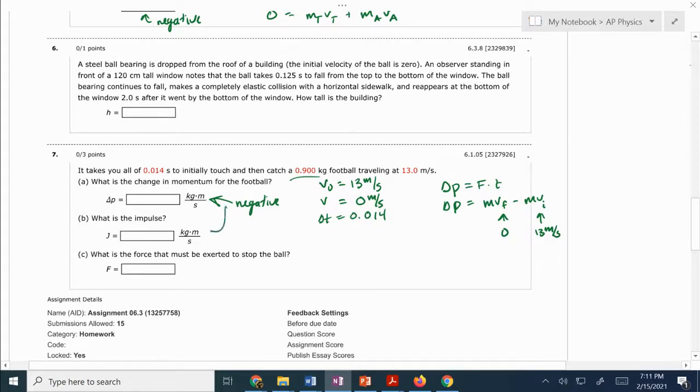What is the impulse? Well, keep in mind that change in momentum and impulse are the same thing. So you're going to get the same answer for both, because impulse is just change in momentum. So now that you know what the change in momentum is, you can take that answer, plug it into the other equation, and solve for F. There you go, solve for F.